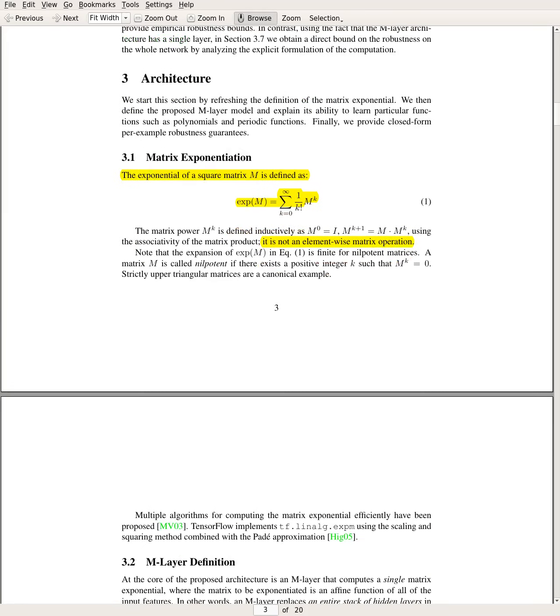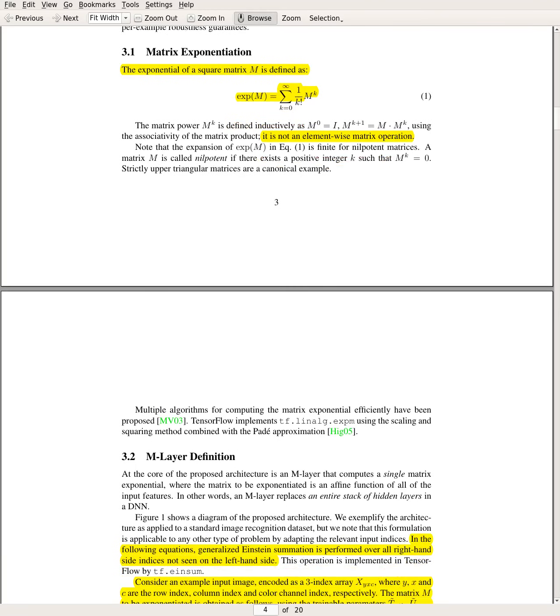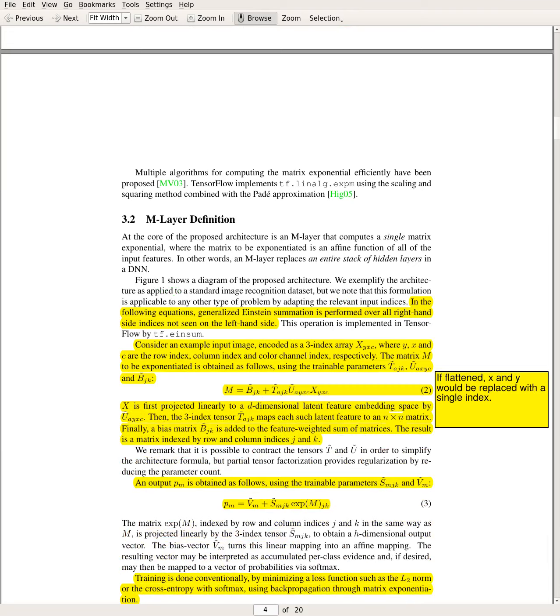Okay, so what is the architecture? The exponential of a square matrix is defined via Taylor expansion like this. So there's basically a weighted summation of powers of the matrix, where the powers are actually multiplications of matrices. It's not element-wise powers.